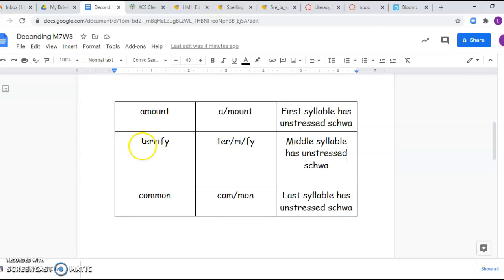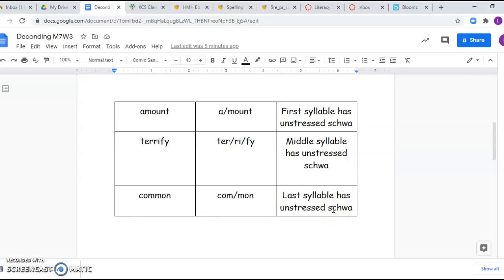The second example that I have is terrify. This word has three syllables. So we have ter-ri-fy. That one has the middle syllable with the unstressed schwa. Let me say it for you again so you can really hear it. You have terrify. So you can hear the "uh" sound. And the last example that we have here is common. This has two syllables. So you have com-mon. Common. Common. You hear the last syllable here has the unstressed schwa sound.